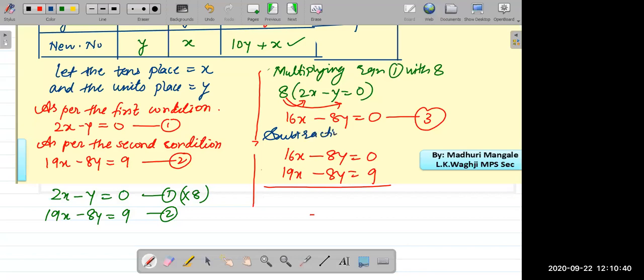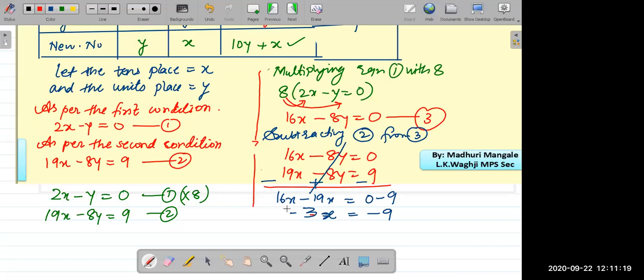Subtracting equation 2 from 3. So subtracting, what do we get? First thing, we need to change signs of the bottom row. So that would be minus, this will become plus, and this will be minus. So y terms, they get crossed out. We are left with 16x minus 19x equals to 0 minus 9. We are using the new signs. So 16 minus 19 is 3, and we give sign of greater number, that is minus 3x equals to 0 minus 9 is minus 9.